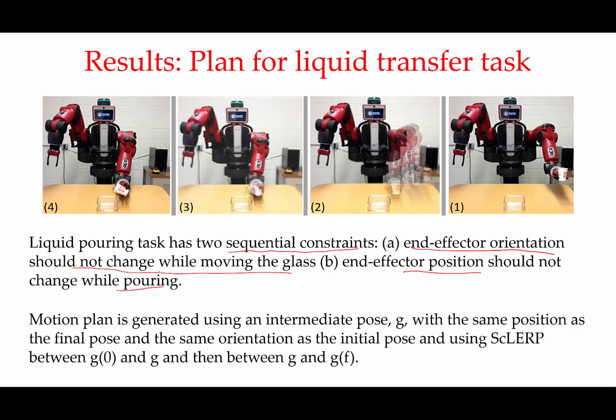To generate the motion plan to satisfy these constraints, we use an intermediate pose G with the same position as the final pose and the same orientation as the initial pose. And then we use screw linear interpolation between G0, or the initial pose, and the intermediate pose G, and again between G and GF. The resulting motion plan that we get satisfies the constraints along the path. Thus, just by choice of an intermediate waypoint and screw linear interpolation, we ensure that the path constraints are satisfied.